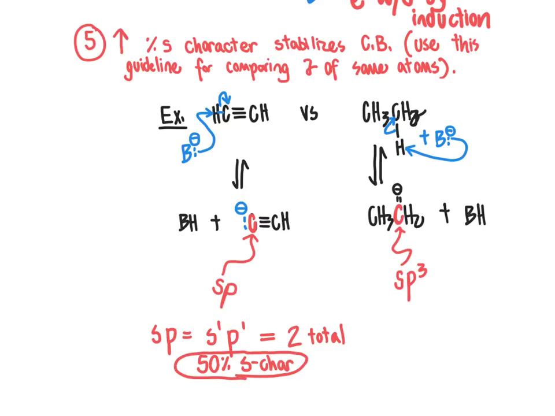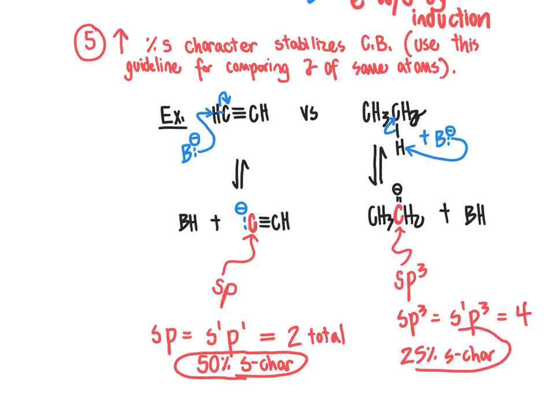We can do the same sort of thing over here for sp3. So sp3 is synonymous with saying S to the 1 power, p to the 3, which means we have 4 in total, meaning 3 plus 1. And of that 4 in total, only 1, because we do S to the 1, of the 4 is S character. So 1 out of 4 is 25% S character.